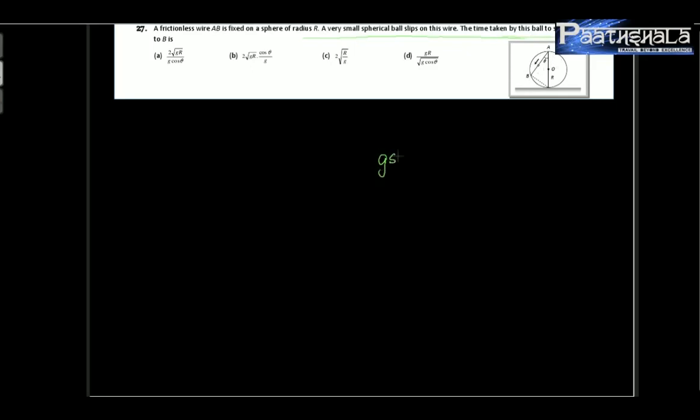See, g sin theta is the acceleration, right? Actually, the acceleration is g cos theta, because this theta has been, see, look here, mg is here, no? And theta is here, so acceleration is actually g cos theta. And this distance AB is 2r cos theta, right? So actually we'll get a surprising result now. This time taken is independent of theta, because 2r cos theta has to be covered.